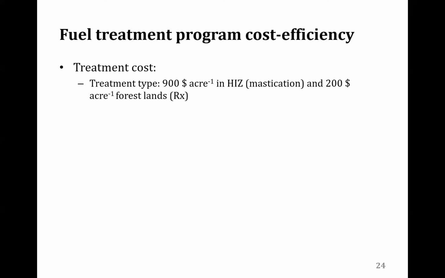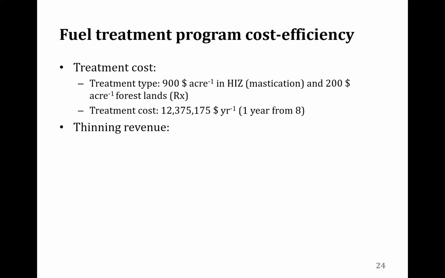Treatment cost, this is going to be a very quick summary with the main highlights and data. We had 2 treatment types: mastication in the home ignition zone and prescribed fires. In the landscape treatments, you can see that the price is substantially different. We have a total cost of more than $12 million per year on treatments.